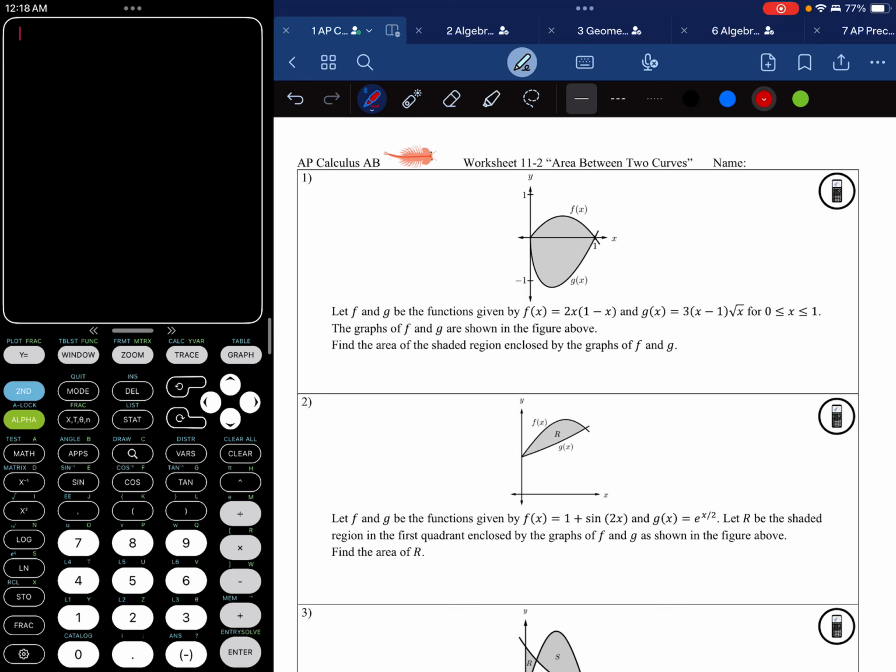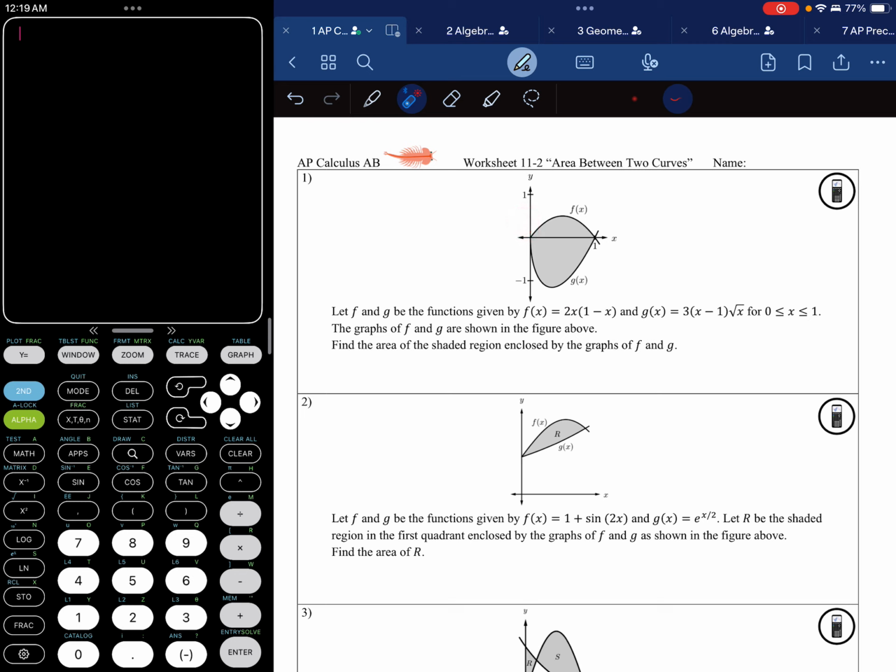This is AP Calculus AB's Worksheet 11-2 Solutions for Area Between Two Curves. The general idea here is we just need to make sure that we have the left and right bounds, and we just do top minus bottom. So the left bound in this first one is 0, right bound is 1. That's actually kind of easy. You can see in future problems we don't know what the right bound is, but in this one it's easy.